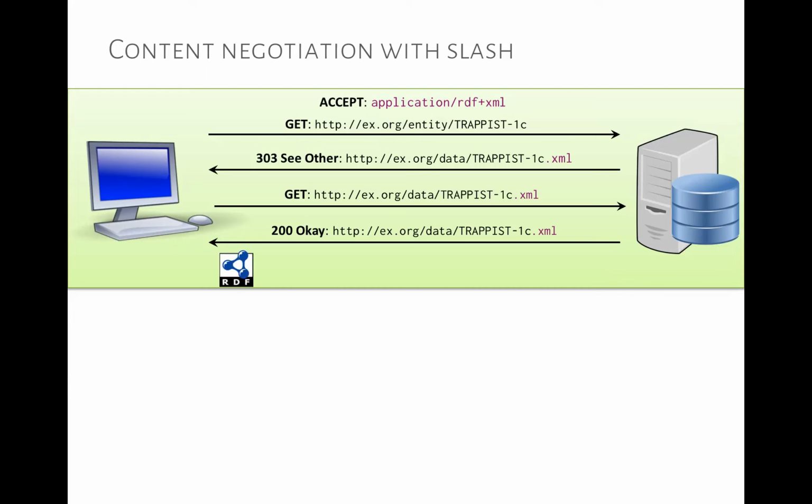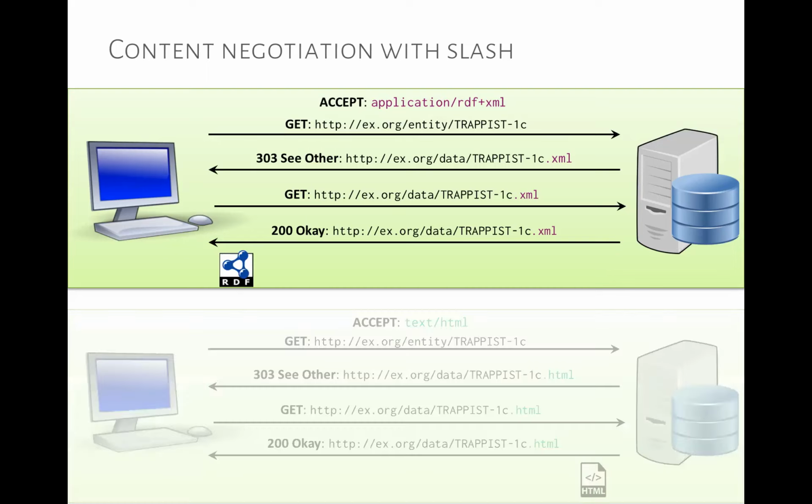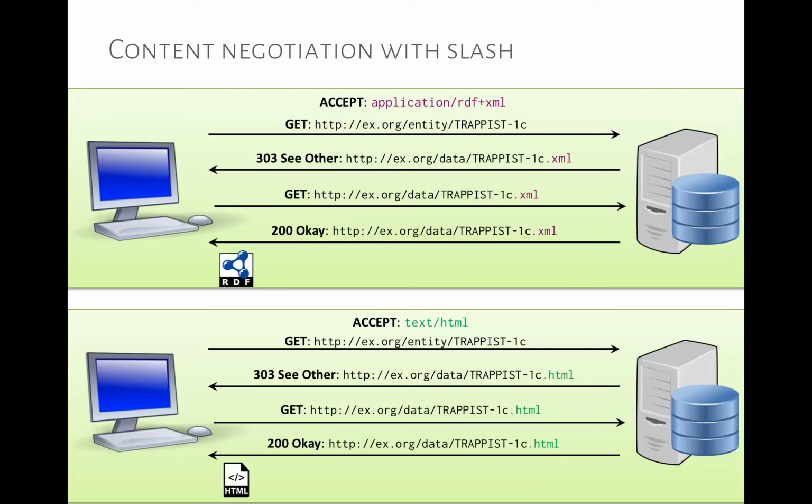And at the end, we get our RDF data. And this is the case for text HTML. We see that the difference here is if we ask for HTML instead of RDF XML, in the redirect here we will be redirected to a different location. Yep. So content negotiation is widely used for managing different types of formats. And this is all compatible with web architecture.